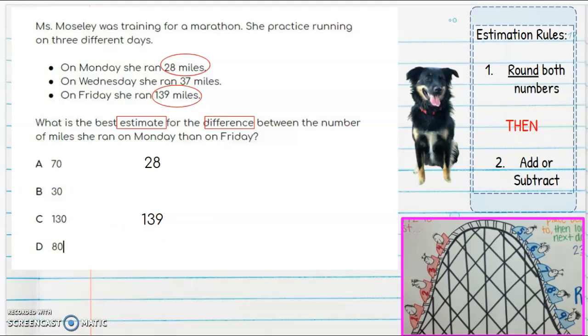Okay, to the nearest 10. So first thing we're going to do is find the place. Find the place, and then go next door.